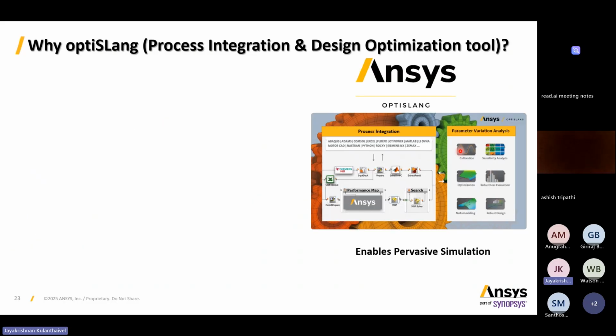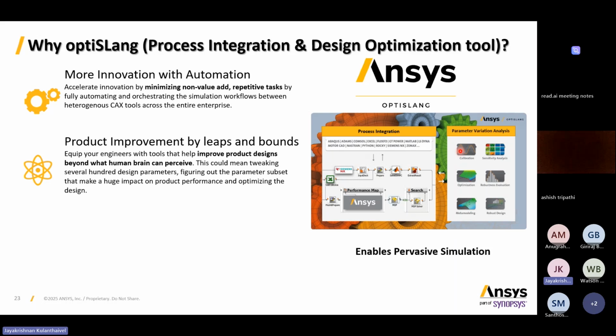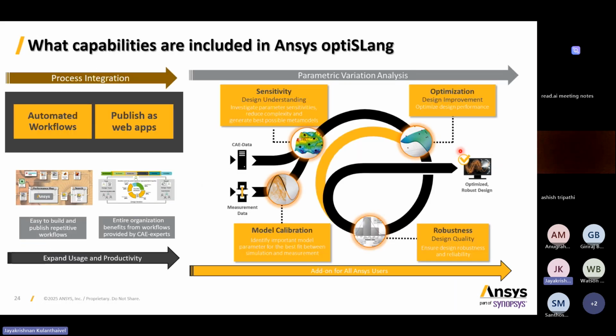So why do we need Ansys optiSLang? This is what it will do. It will calibrate your device based on the performance criteria that you are given. We can do the sensitivity analysis, optimization, robust evaluation. It will create the metamodels and all. So you can do process integration, and these are some of the things that you can do with Ansys optiSLang.